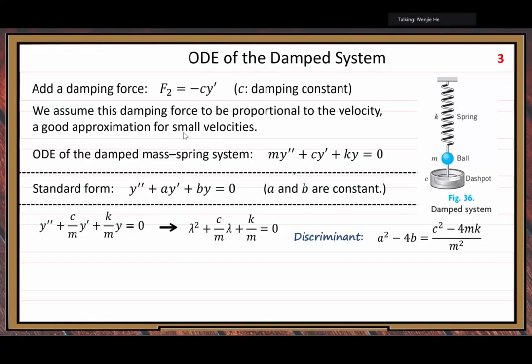Then we need to do a discussion on this discriminant expression. Positive, negative, or zero. Three cases for the discriminant. Case one, where the discriminant is positive. Only look at the numerator. Positive. So we call it over damping. So this system, give it a name: over damping.